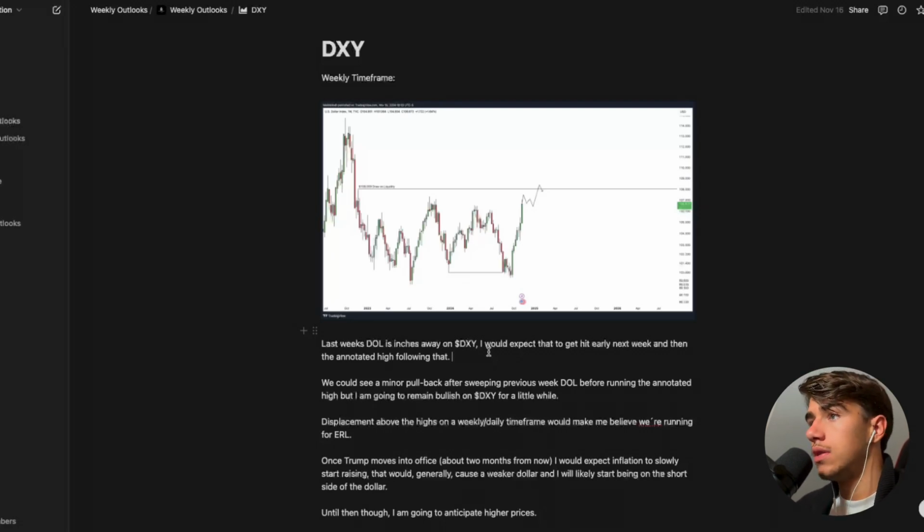First off, let's take a look at the DXY. I wanted to see this high get hit. I had been bullish on the DXY since about 2 weeks ago. And as I said here, last week's drawn liquidity is inches away on the DXY. I would expect that to get hit early next week and then the annotated high following that.